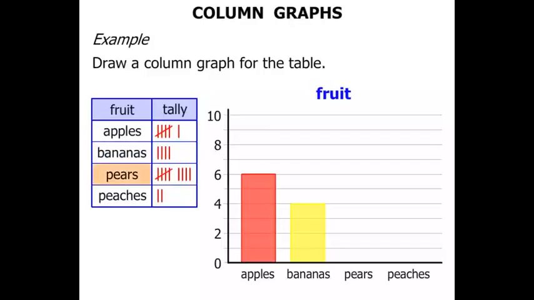Then we've got pears. Now how many pears? Well, there's a 5 and 4 makes 9. So we need to draw a column that goes up to 9 for pears. And finally peaches, simply 2. So our column for peaches just goes up to the number 2.